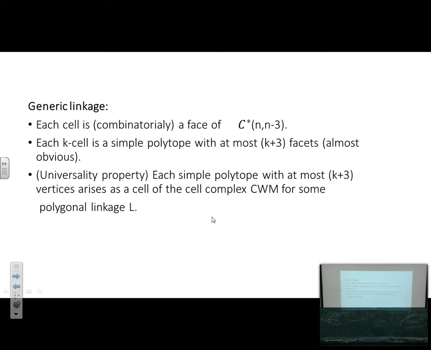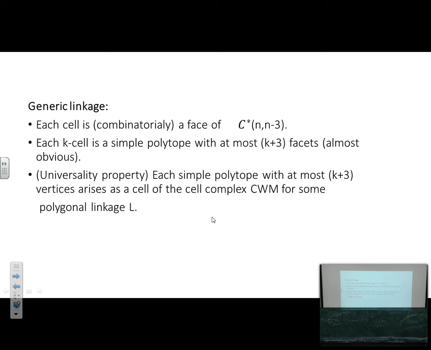The second observation: each cell for the generic case is a simple polytope. Simple means that the dual one is simplicial. It is a simple polytope with at most k plus 3 facets, which is almost obvious if you look in detail at this combinatorial structure; we'll derive it, you get it just for free.